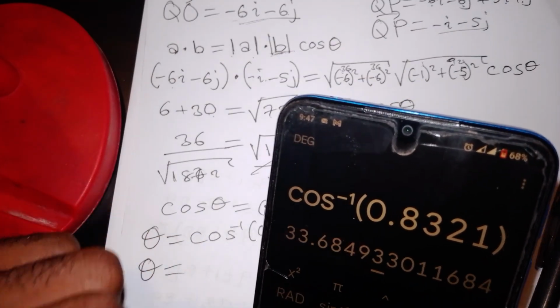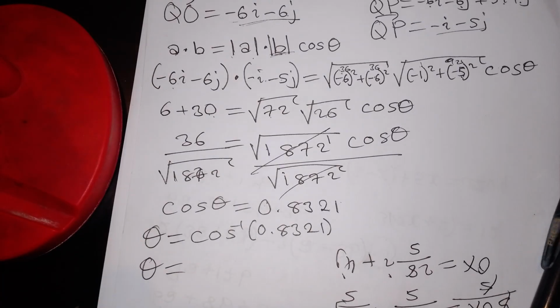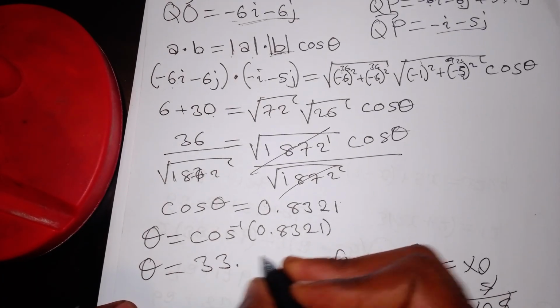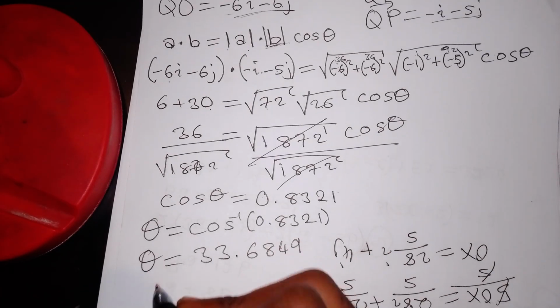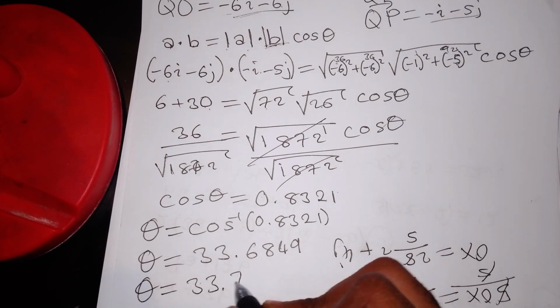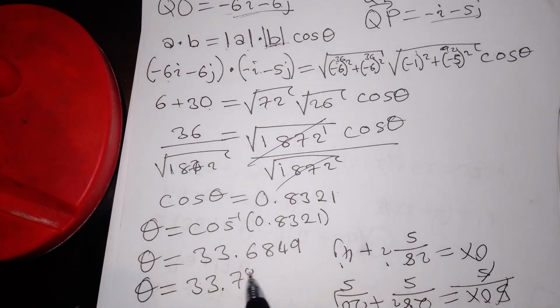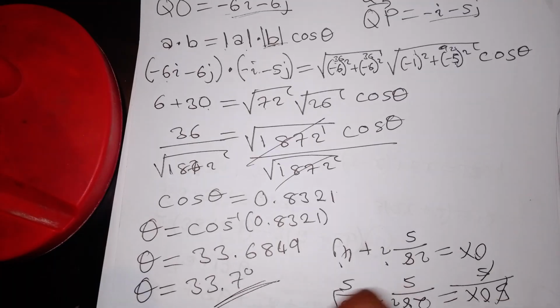Okay, so in degrees, this is 33.6849. And then rounding it off, correct to 1 decimal place. Remember, for angles in degrees, you always round the final answer off, correct to 1 decimal place, and you're done.